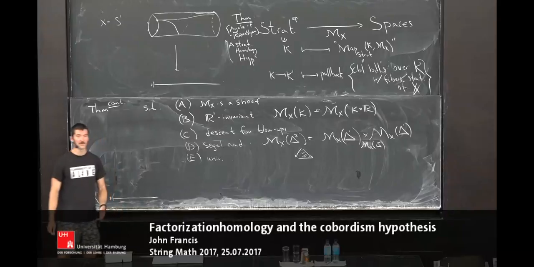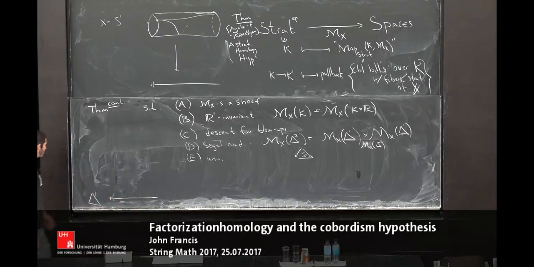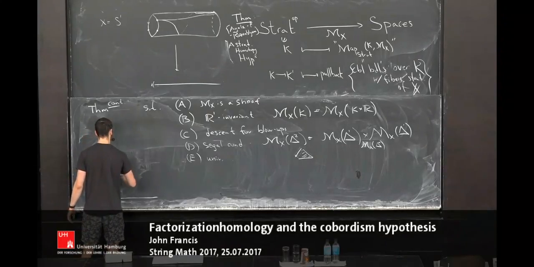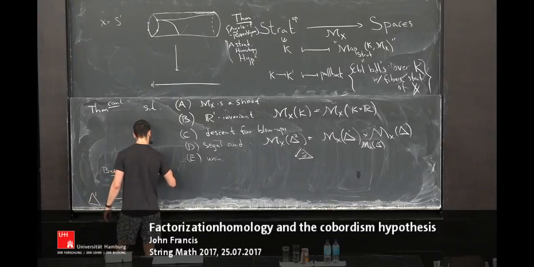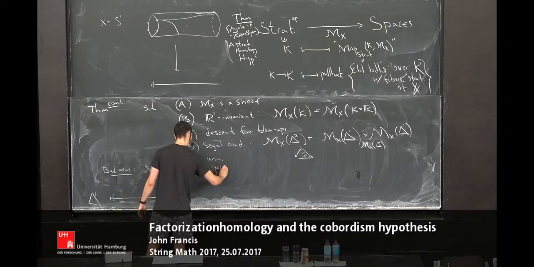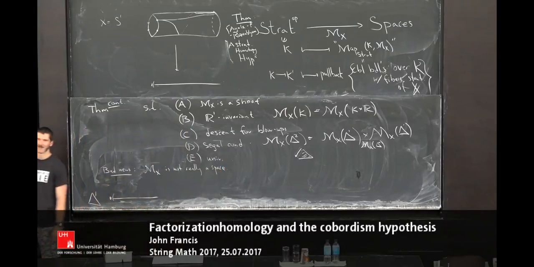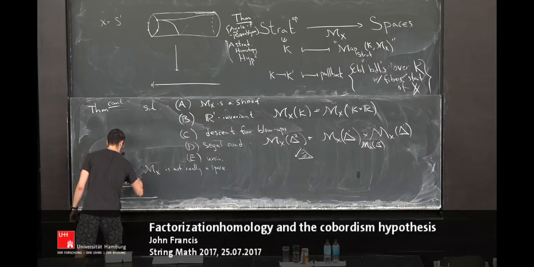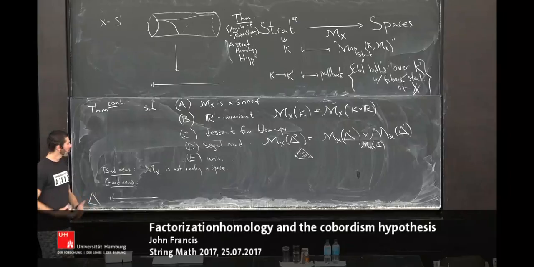So now there's good news and there's bad news. So the bad news is, I've lied to you a little bit. M sub X, as I've described it, is not really a space. I said it that way because I thought if I was honest and I told you what it really was at the beginning, then you'd be less interested. But the good news is that for all purposes of things like calculating homology or all the reasons that I wanted to use it, it's just as good as a space.